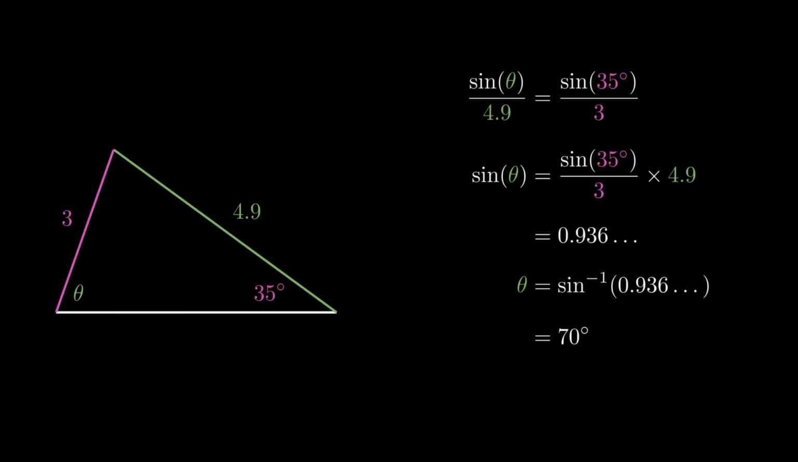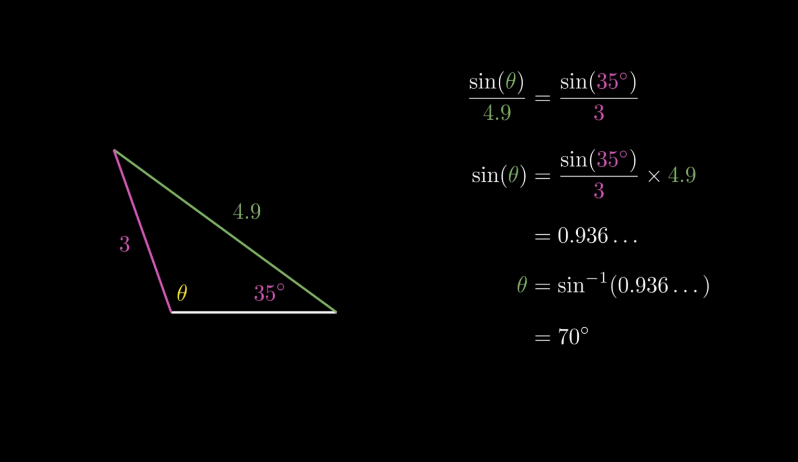It is worth pointing out, though, that if in the question we somehow knew, it was told to us, that theta was actually an obtuse angle for some reason, okay, then the triangle could well look like this. And it's important to see that none of the other numbers needed to change. So the pink side is still 3, the pink angle is still 35 degrees, and the green side is still 4.9. And that means all of our working is exactly the same.